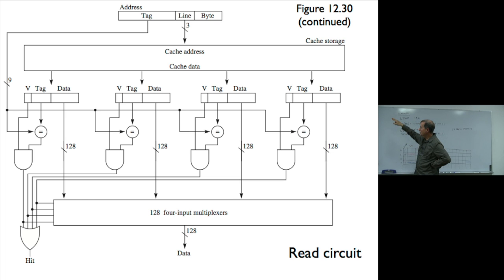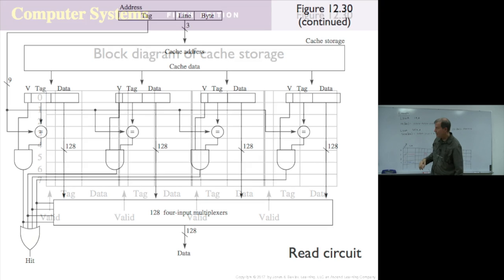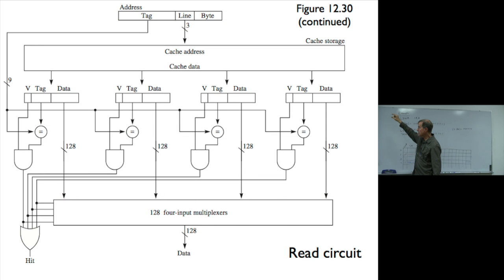And now you understand this cache storage box, the second box down that has cache address at the top and cache data at the bottom. You understand that is this figure, this first part of figure 12.30. Do you see what I mean? In other words, it's the whole cache, and there's a valid tag and data replicated 4 times for each entry. So this whole box in figure 12.30, first part of figure 12.30, is this top box, this cache storage, right?